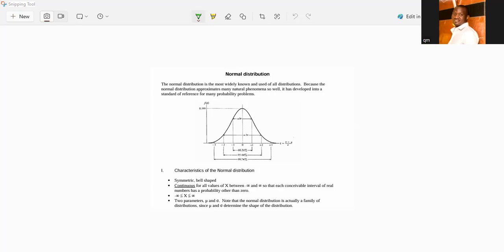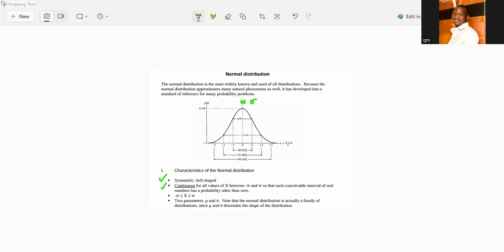A normal distribution, as you can see, looks like this. It is symmetric, meaning it's bell-shaped. It is continuous, meaning it covers all values of x and doesn't touch the base from negative infinity to infinity. There are two parameters we must take note of: mu, which is the mean, and the standard deviation. These are in the middle. The normal distribution is defined by these two parameters, and the total area under this graph is 1, which represents 100%.